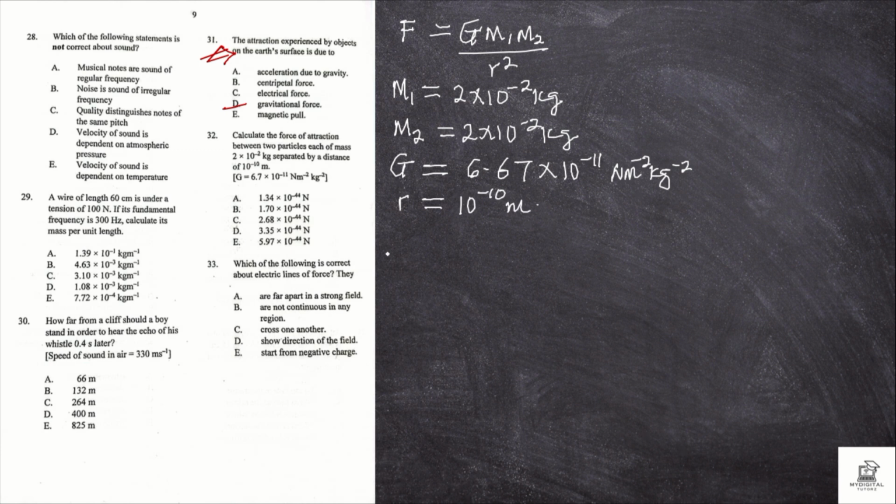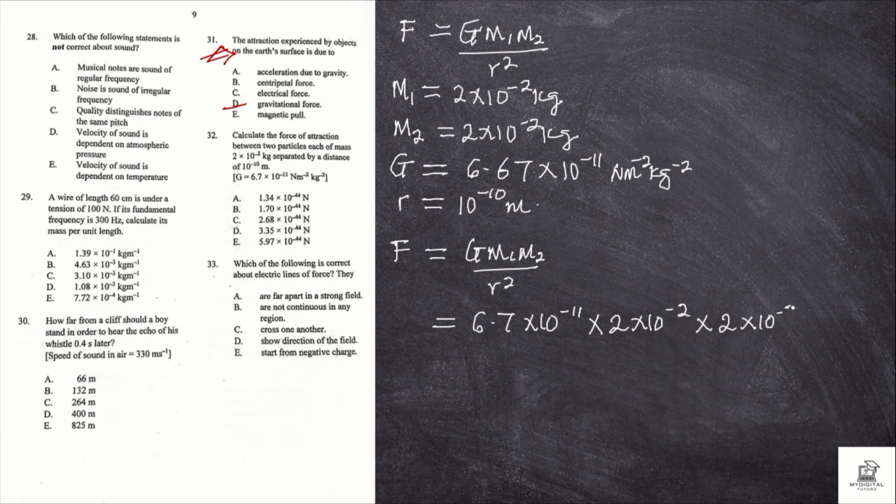F equals G m1 m2 all over r squared. So that will be equal to, what is G? 6.7 times 10 raised to the power minus 11. I told you it's 6.67, but what we are given here is 6.7, so let us use it like that. Then multiply by m1, which is 2 times 10 raised to the power minus 2, and m2, 2 times 10 raised to the power minus 2, everything divided by r, which is 10 raised to the power minus 10, squared.